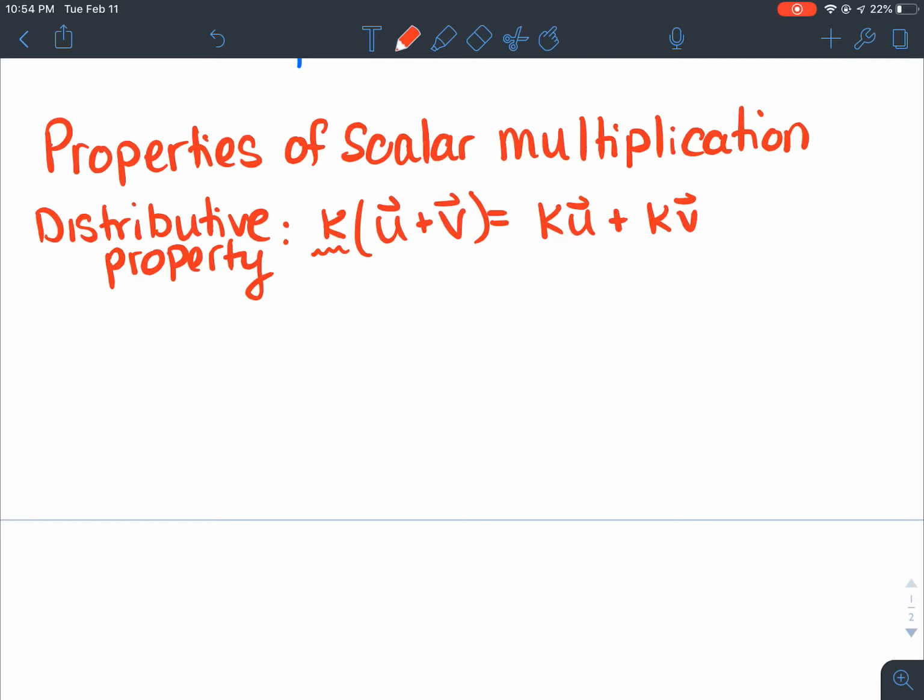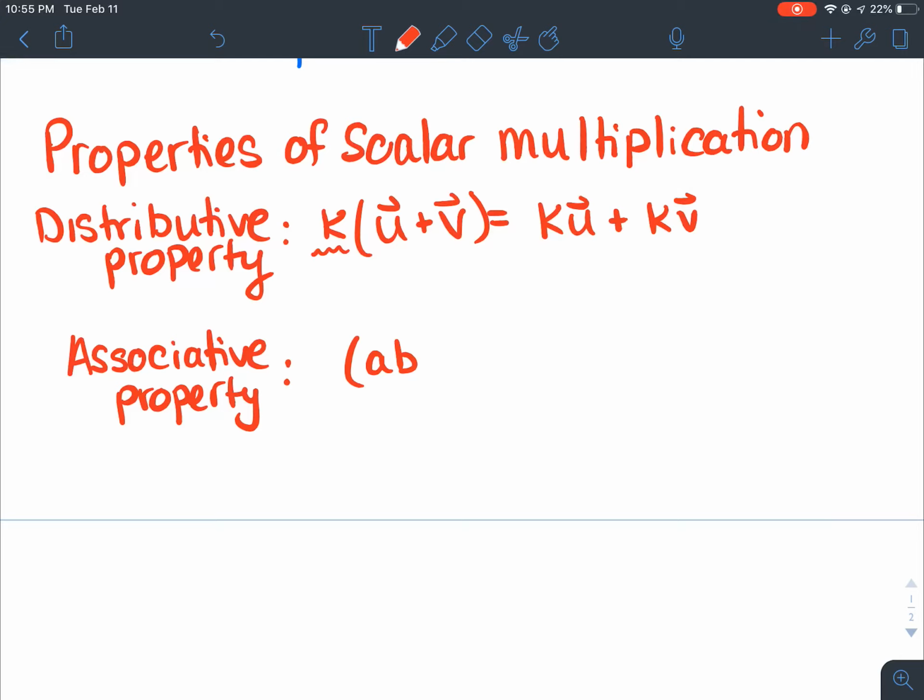So that's a property of scalar multiplication. And then there's the associative property, which just means if you have a couple of scalar quantities multiplied together and multiplied by a vector, so if you have these three things, it doesn't matter what order you do them in. So it can be done like this also.